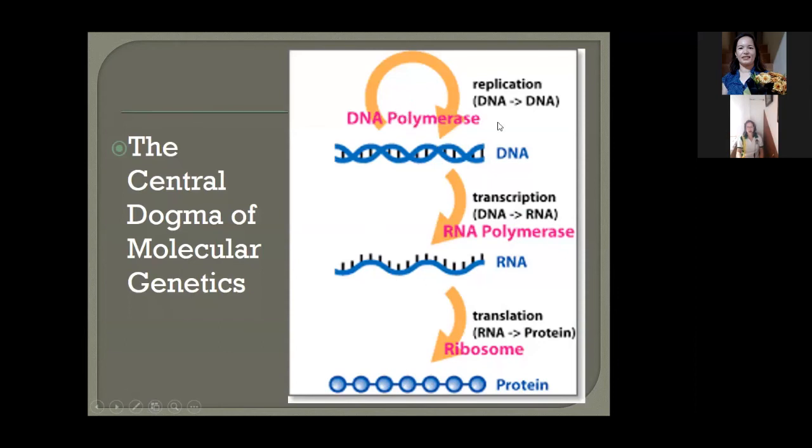In replication, since this is an exact copy of the DNA, DNA produces DNA with the help of DNA polymerase. Then in transcription, the DNA is transcribed into RNA with the help of RNA polymerase. And in translation, the RNA is translated into protein, with the help of the ribosome. Okay? So for you to easily understand protein synthesis, you just remember this part.